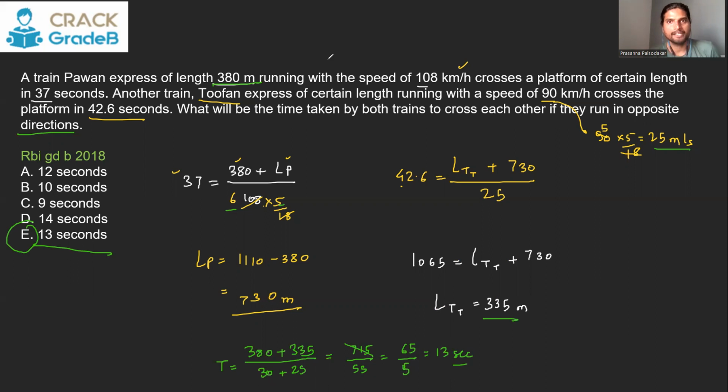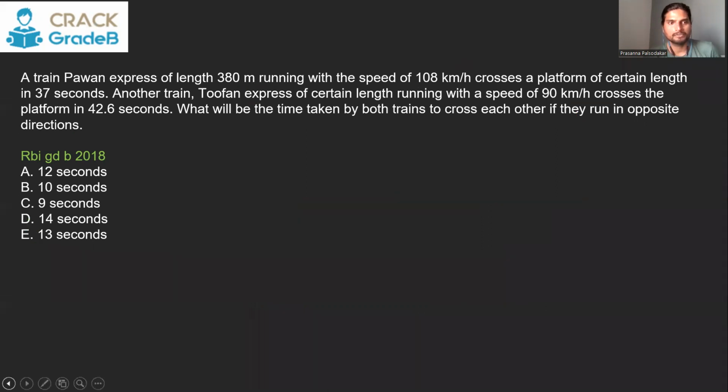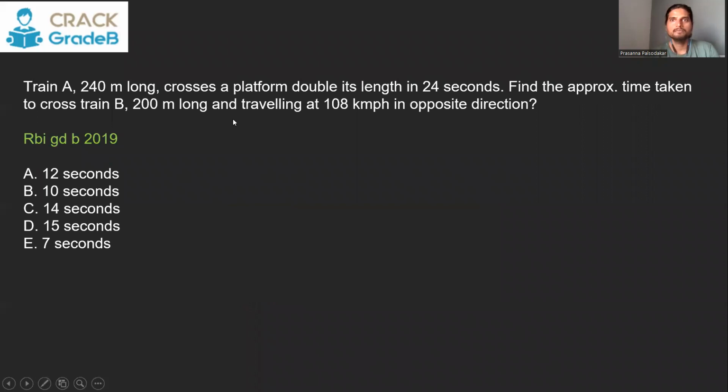Let's see one last from this category, and then we'll go to boats and streams. This is also a question from RBI Grade B. It says train A, 240 meter long, crosses a platform double its length in 24 seconds. So if I say length of train is x, length of platform is going to be 2x. Find the approx time taken by train B, which is 200 meter long, to cross train A, running in opposite direction.